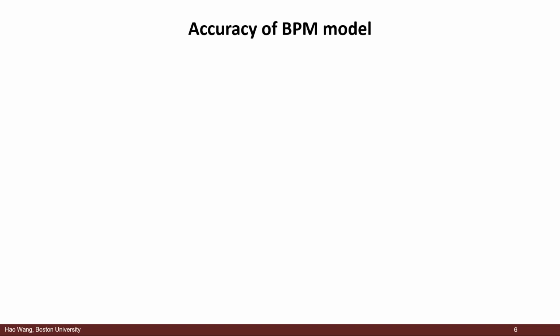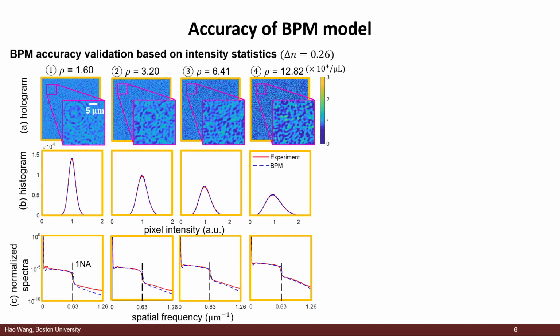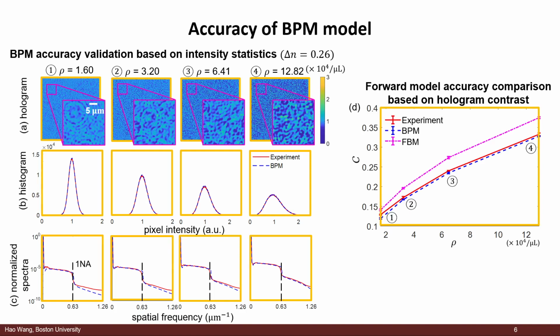Next, we demonstrate the accuracy of the beam propagation method by analyzing both the histogram and the spectrum. As we can see, the simulated histogram and spectrum closely match the experiment. The contrast is also calculated. Compared with the first-Born approximation-based method, the accuracy is increased by 9 times.